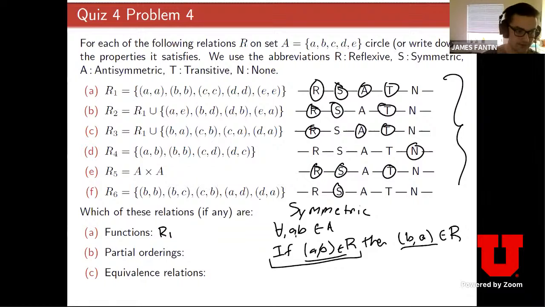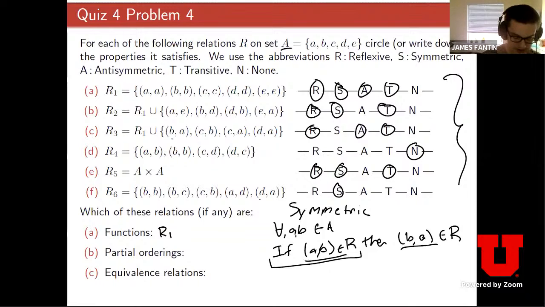R2, not a function. A is mapped to two places. A is mapped to A, and A is mapped to E. And that can't happen with a function. Same thing with R3. B is mapped to B, but B is also mapped to A. So not a function. R4 is not a function, and the reason is E is not mapped to anywhere. It's an element of our domain, but it's not mapped to anything in the codomain. So R4 is not a function.